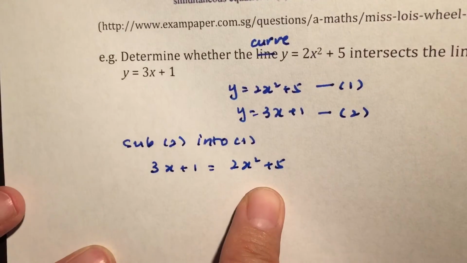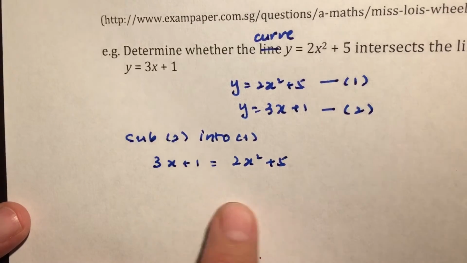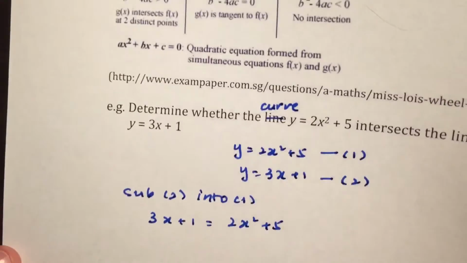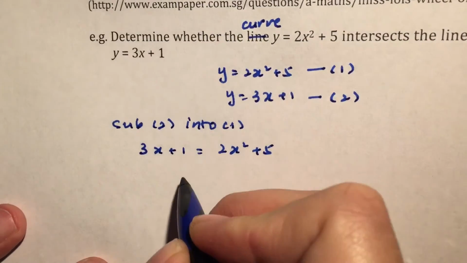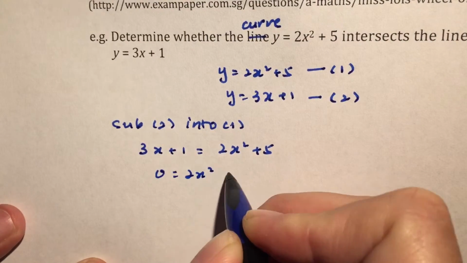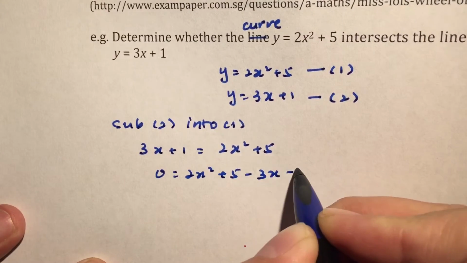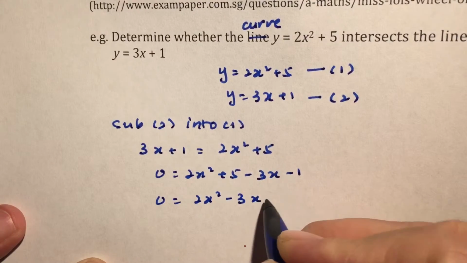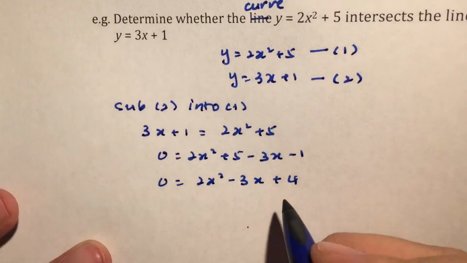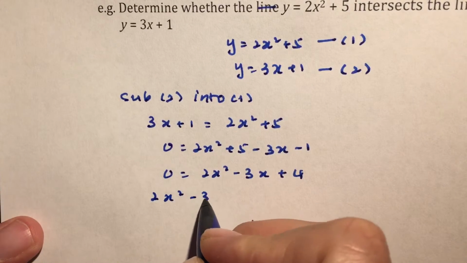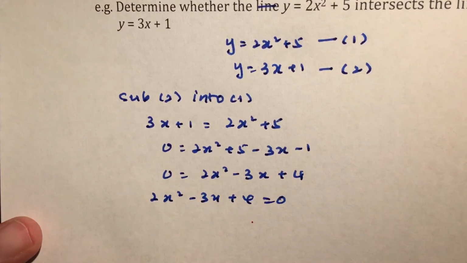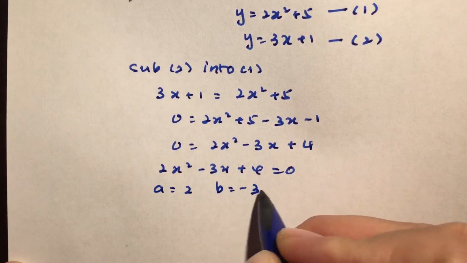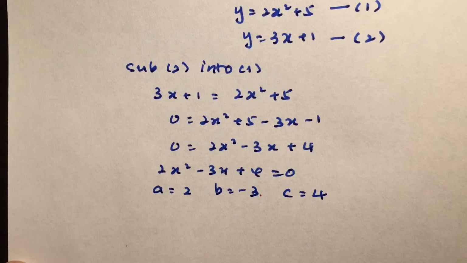As you can see, the y has already been subbed out. And we're going to rewrite this in the form of ax squared plus bx plus c. So we're going to arrange it in this way. Let's bring every term to the right, and this is what we'll have: 2x squared plus 5 minus 3x minus 1. Tidying it up, we have 2x squared minus 3x plus 4. We can just write it as 2x squared minus 3x plus 4 equals 0, it is still the same. So from here we have a is 2, b is negative 3, and c is 4.